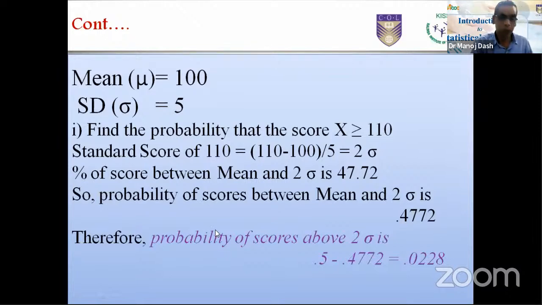The question refers to the probability of a score above 2 sigma. Above 2 sigma means beyond 2 sigma. 1 sigma, 2 sigma, 3 sigma. We have gone up to 2 sigma. After 2 sigma, what percentage are there? The whole probability below the mean is 0.5, and above the mean 0.5. Up to 2 sigma, probability is 0.4772.